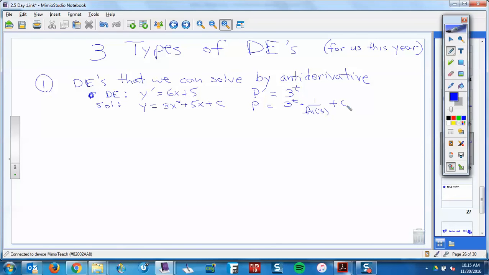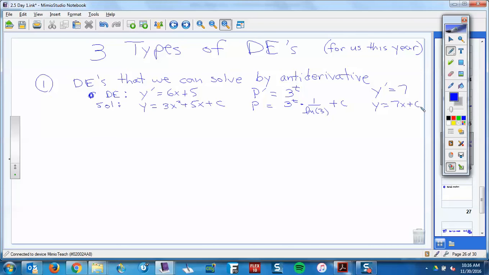And then the easiest one of all, what if you just had y prime equals 7? Then y equals 7x plus c. Now, here's the problem with that one. If you just have y prime equals 7, how do you know the input variable's x? How do you know it's not t or something else?